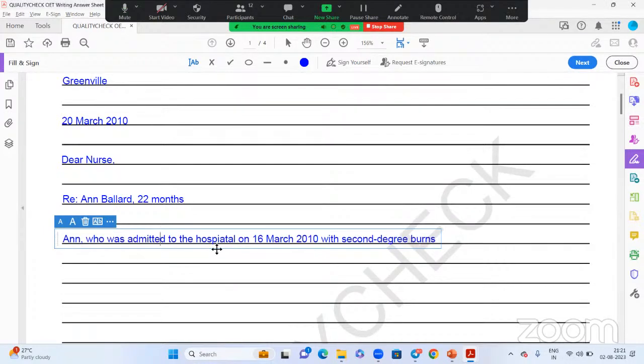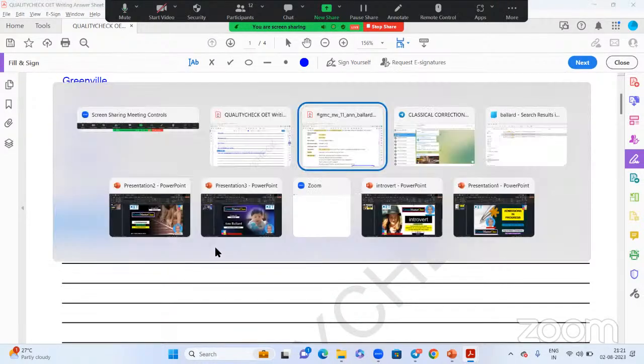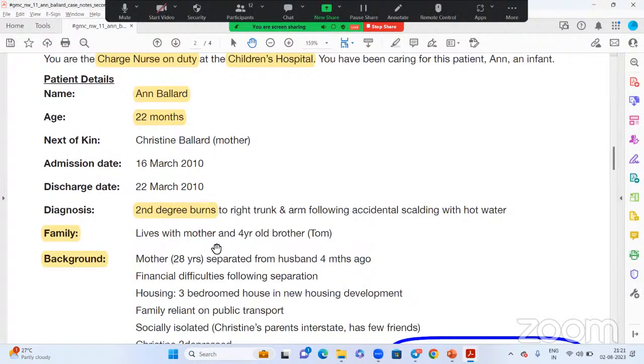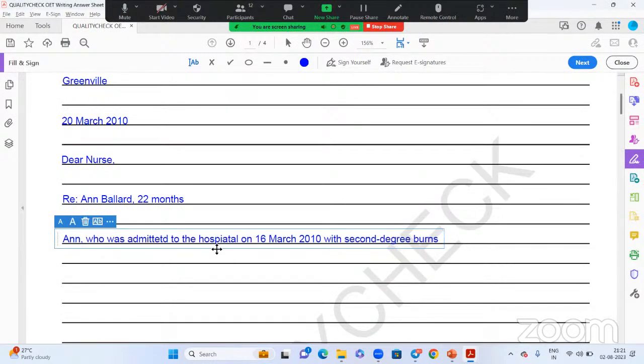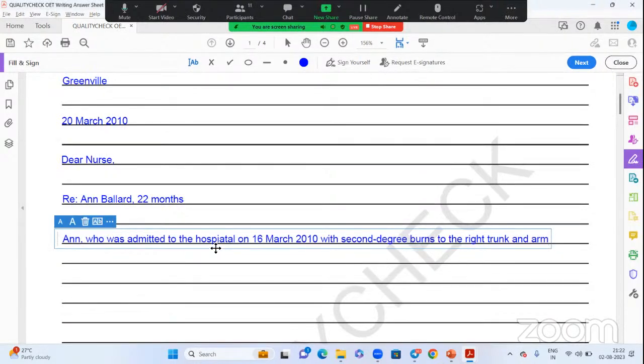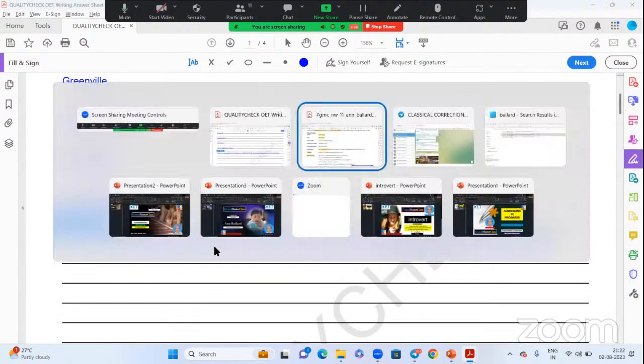The next one. Where are the burns? Second-degree burns where? To the right trunk and arm. So right trunk and right arm, that is the meaning here. To the right trunk and right arm. Now let's see here.